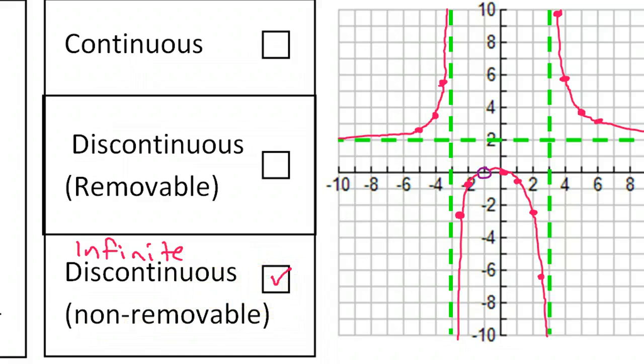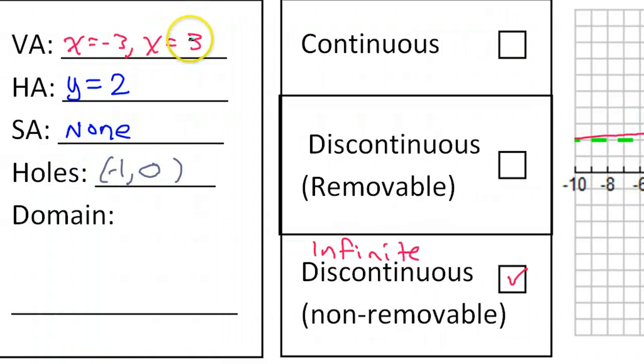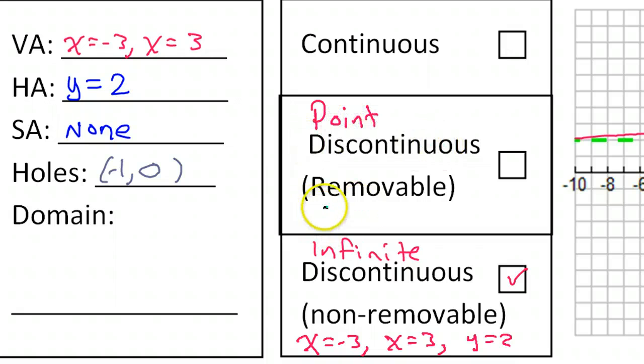So we've got those. Let's go ahead and just name them. Okay, they are all the asymptotes here. So it's x equals -3, x equals 3, and y equals 2. These are my non-removable discontinuities. But we also have a removable discontinuity. It's the hole. Alright, the hole is a point discontinuity. So we have a removable discontinuity at (-1, 0). Okay, so it's definitely discontinuous.